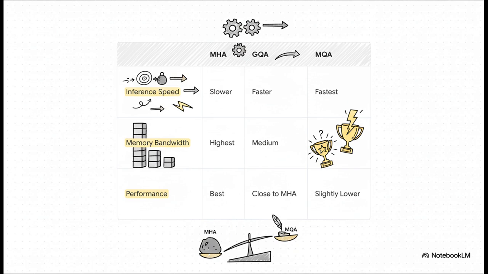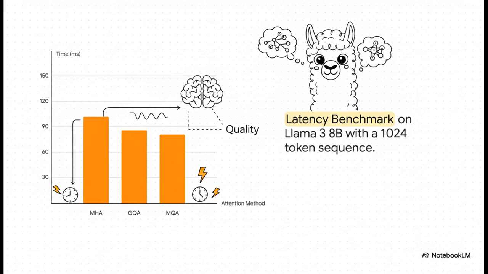And hey, this isn't just theory. Check out these real-world numbers from a Llama 3 model. Just by switching from the standard MHA to GQA, you're knocking off about 16% of the response time. That's huge. Yeah, MQA is a little bit faster still, but for a lot of people, GQA's ability to keep that quality high makes that tiny speed difference a totally worthwhile trade.